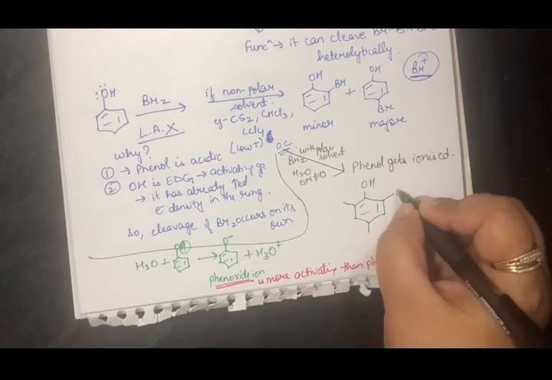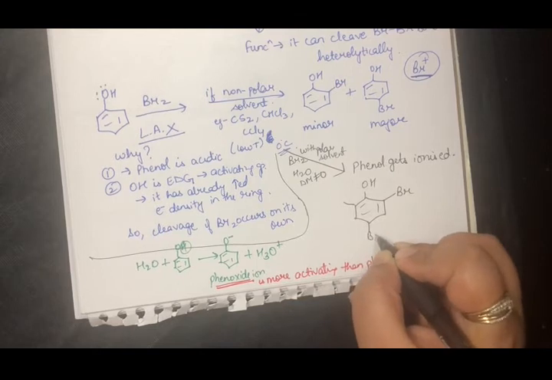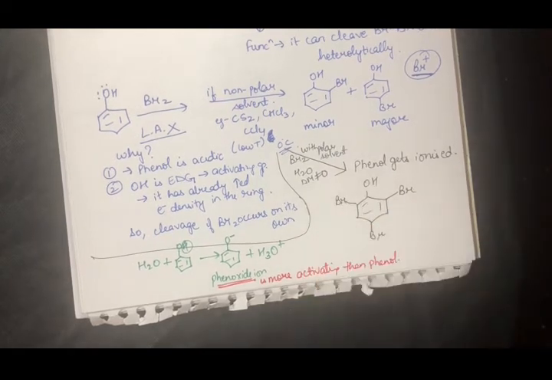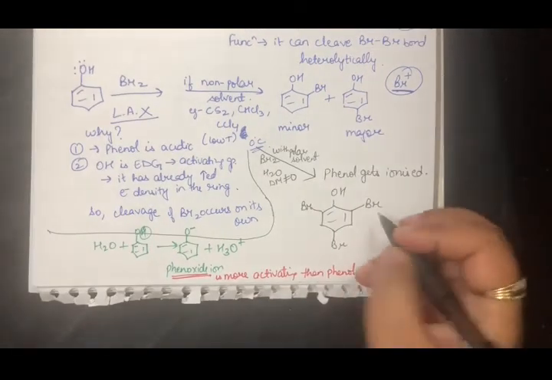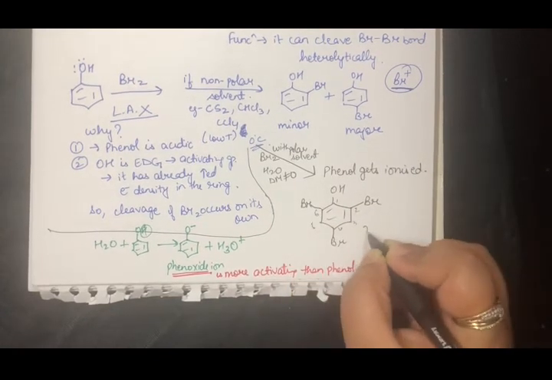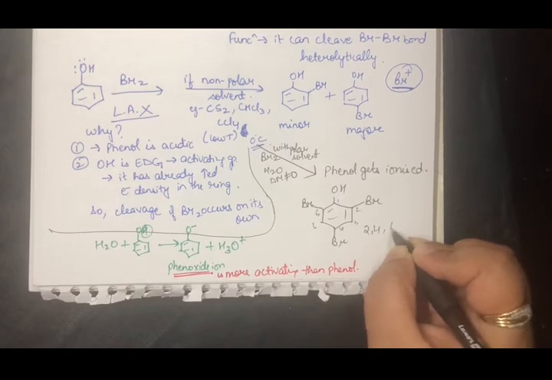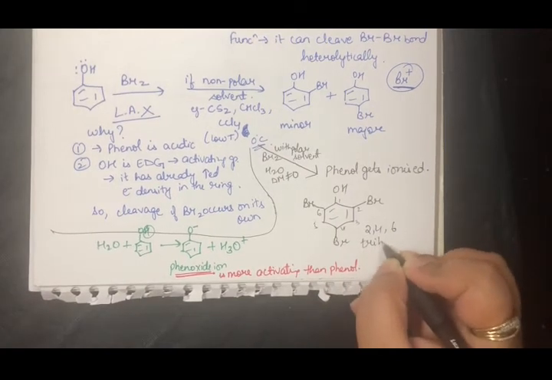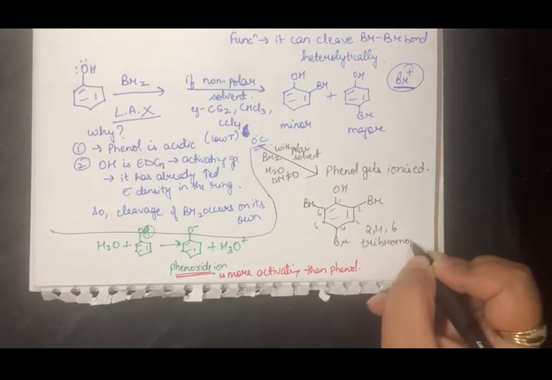Now again what will happen? Bromine will go and attack all the three positions. What will be the name of this compound? It is going to be 2,4,6-tribromophenol.